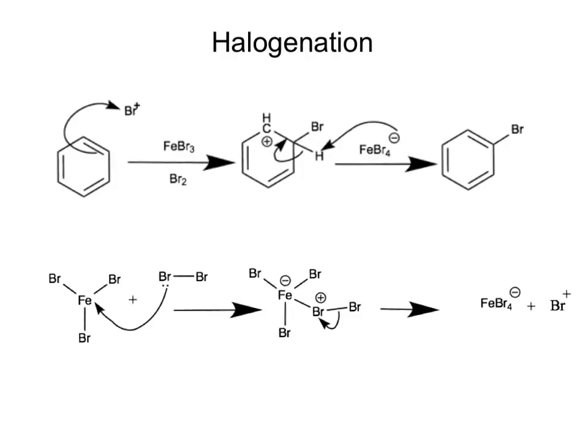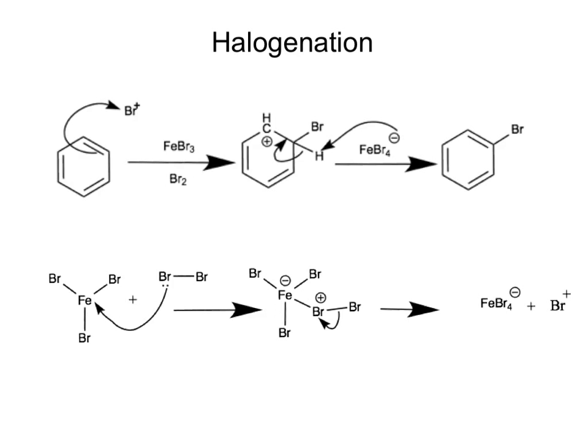Halogenation of benzene begins by preparation of a positively charged bromine atom. This preparation is done by reacting Br2 with FeBr3 as seen here. In the reaction, an electron pair from the bromine will attack the iron. This forms a positive charge on the bromine and a negative charge on the iron.